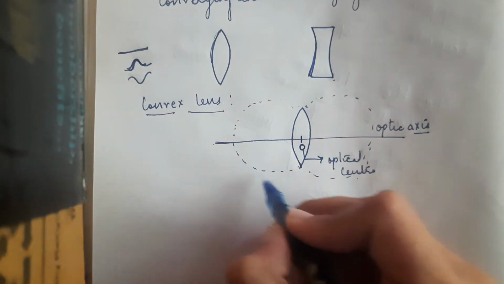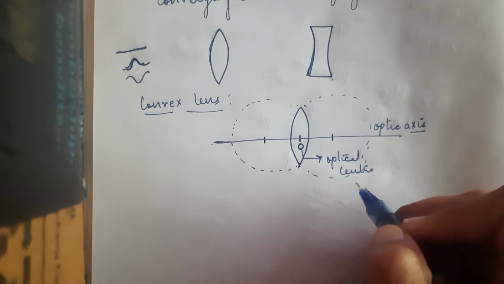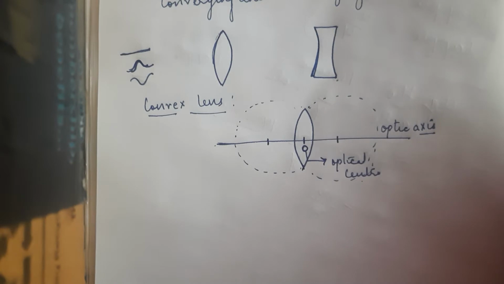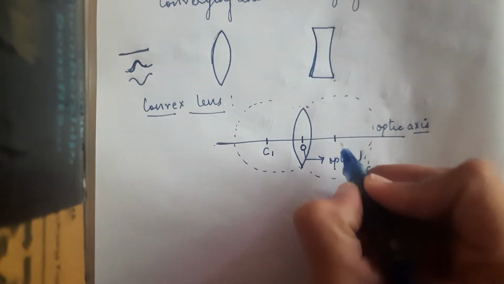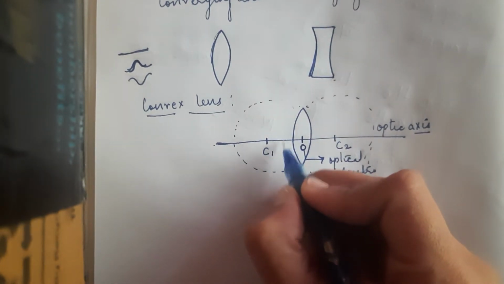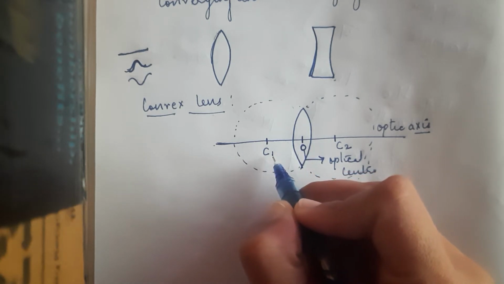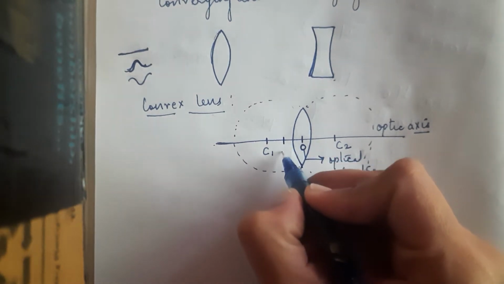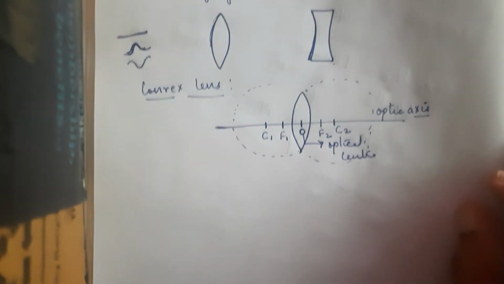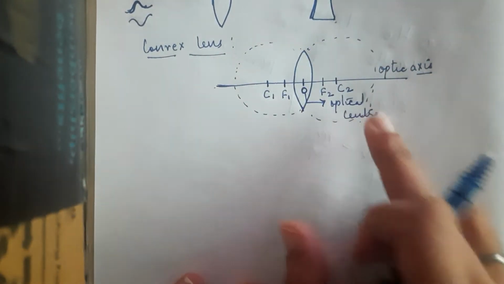You know that each sphere has its center. The centers are somewhere here and here. So for a convex lens, I have two centers of curvature. Let me call them C1 and C2. The point exactly in the middle of the optical center and the center of curvature is the point of focus. I will mark it as F1, and this as F2. Let me remake this diagram again without these dotted lines.